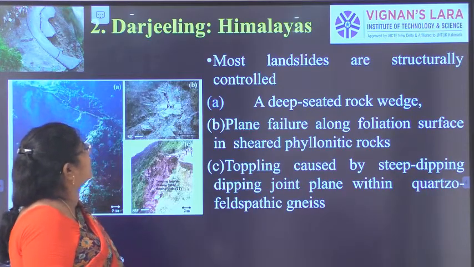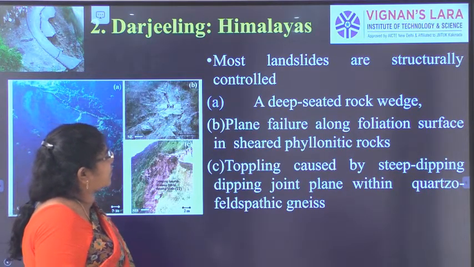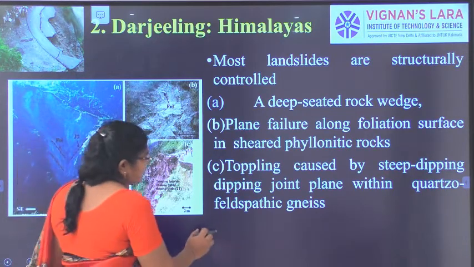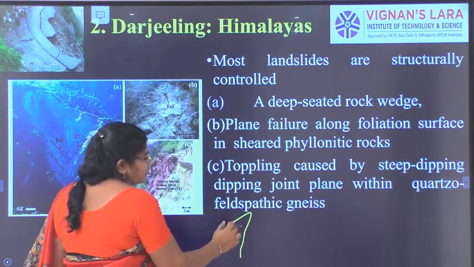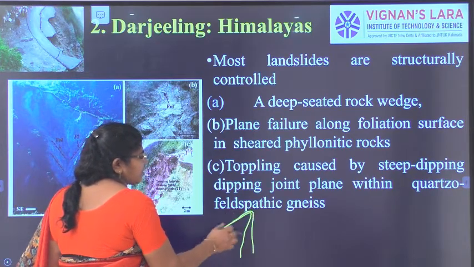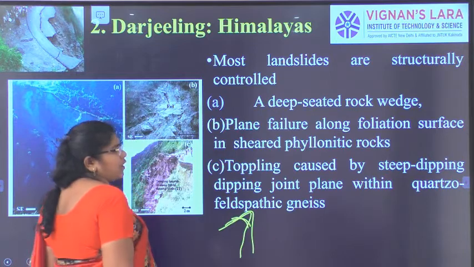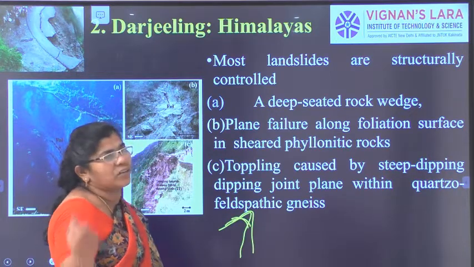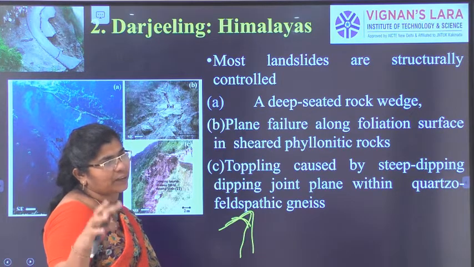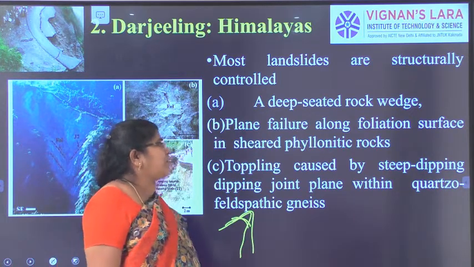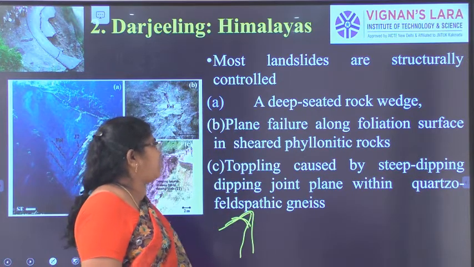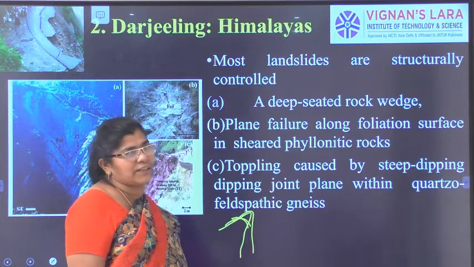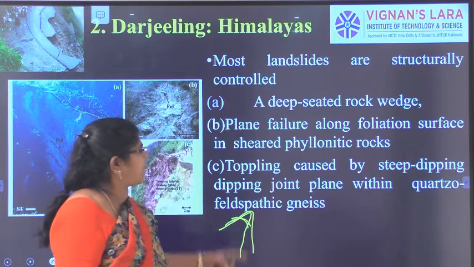So most landslides are structurally controlled. Actually it has a deep seated rock wedge. Wedge means the rock is like this. Okay. So whenever the rock falls down, there will be a landslide. There will always be deep seated ridges. When a new layer of rocks forms on top of it, it leads to failure. Plane failure along foliation surfaces in sheared phyllitic rocks. Toppling caused by steep dipping. So these are the three types of failure.